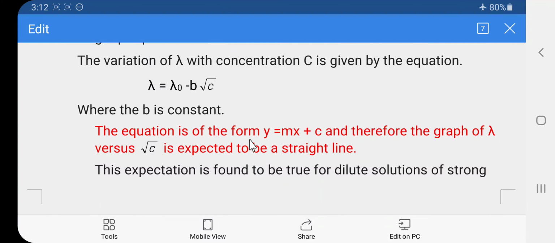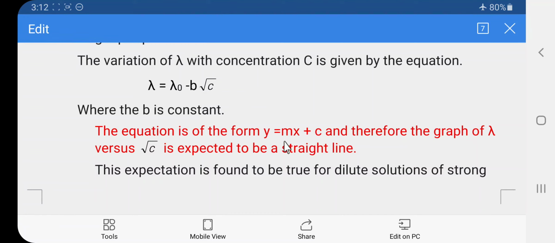The equation is of the form y is equal to mx plus c. What is the value of y? y is equal to lambda. What is the value of c? c is equal to lambda 0. Then what is mx? It is minus B under root C. So the equation is of the form y equals mx plus c, and therefore the graph of lambda versus under root C is expected to be a straight line.